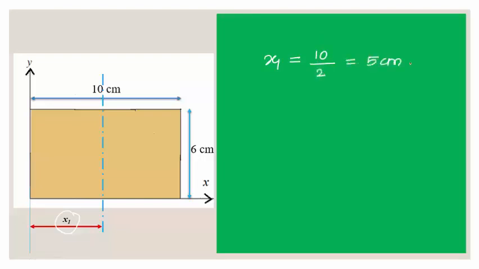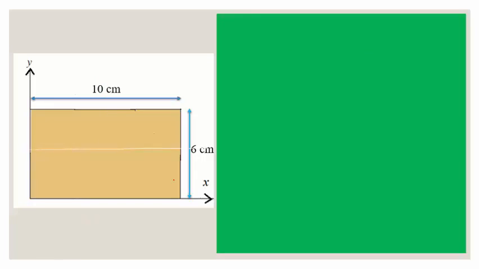Next, to locate the centroid of this rectangular section along the y-axis, we have to fold this rectangular section about the y-axis. Okay, so this is the centroid location of this rectangular section about the y-axis. y1 is the distance of this location from the reference axis. So y1 can be calculated just by dividing the width of this rectangular section, that is the length along the y-axis, 6 centimeter by 2. So that is 3 centimeter.